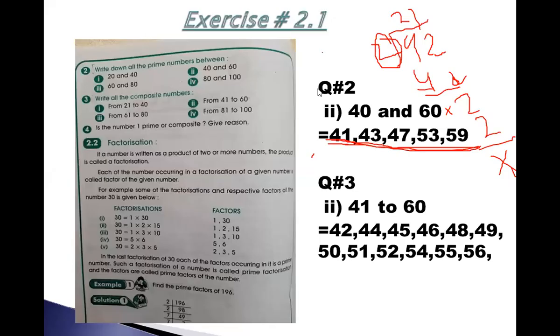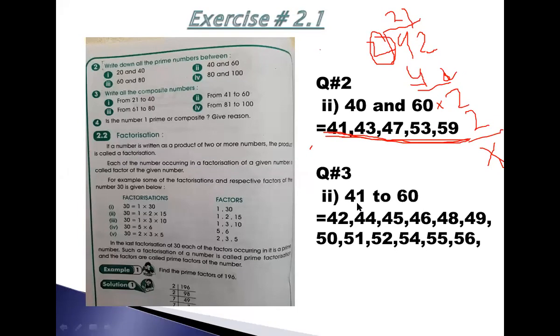Now look here. We were doing question number 3, and what you have to do in question number 3 is write all the composite numbers. Here is the list of composite numbers that lie between 41 and 60.